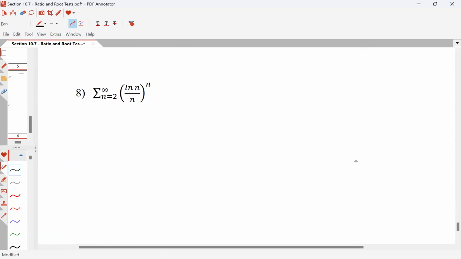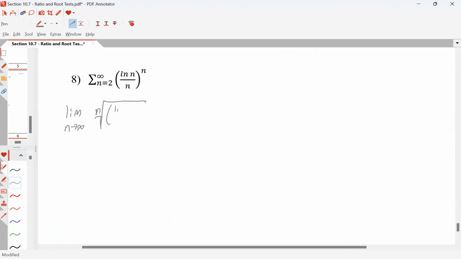Last example is the series n equals 2 to infinity of the natural log of n over n, all to the n. We have everything raised to the n power. That is a good clue of the root test. That'd be really great here. So set up that root test, limit as n goes to infinity of the nth root of the natural log of n all over n raised to the n. The root and the exponent cancel.